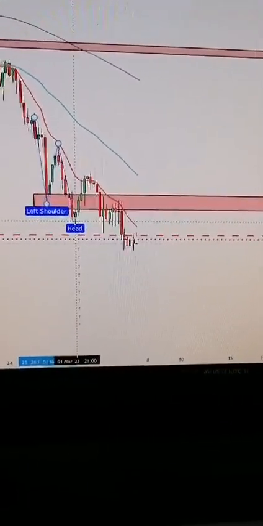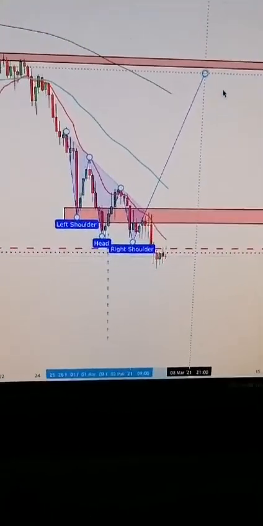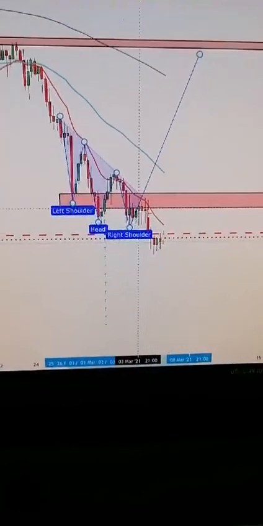I was seeing a left shoulder, then obviously the head, and then I saw a potential right shoulder, and my expectation was for gold to start to buy, right? Of course, I was proven wrong because we broke through that zone.